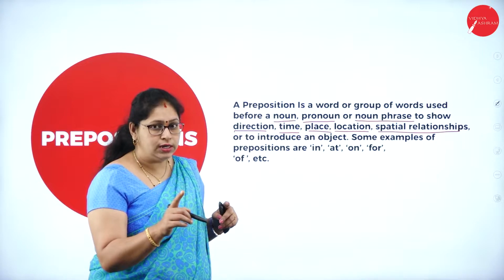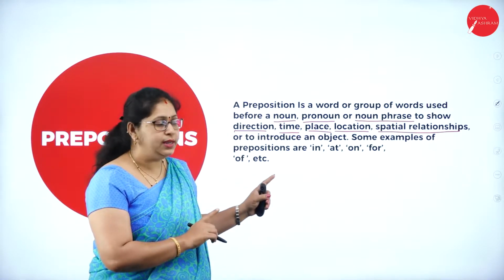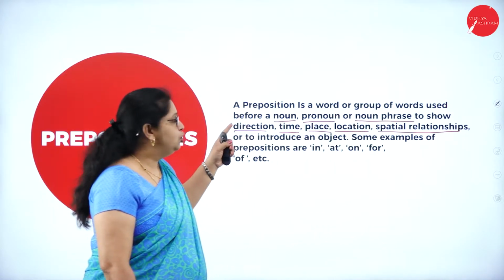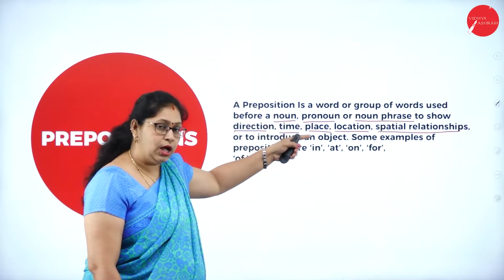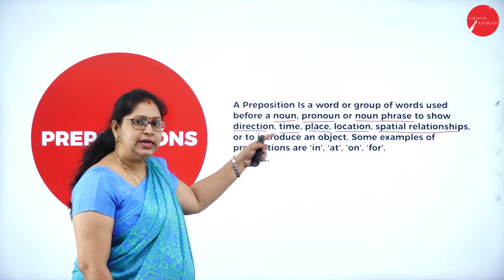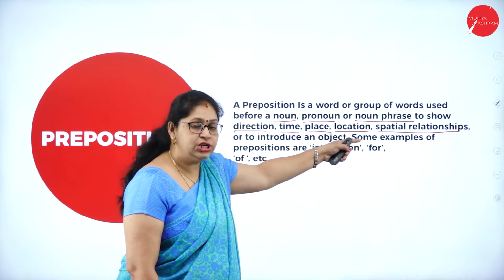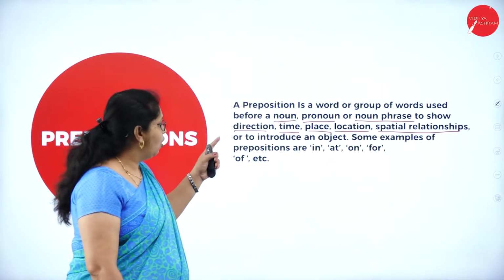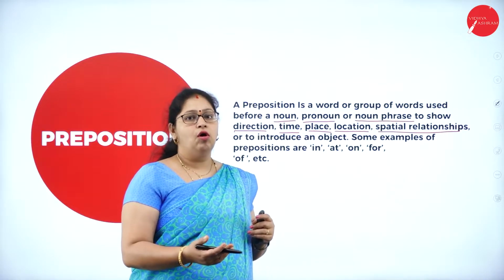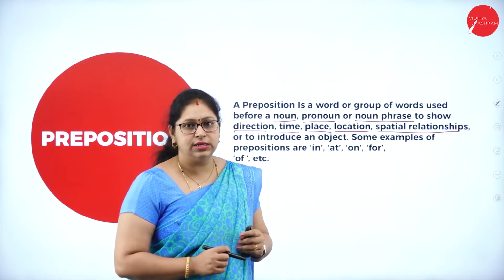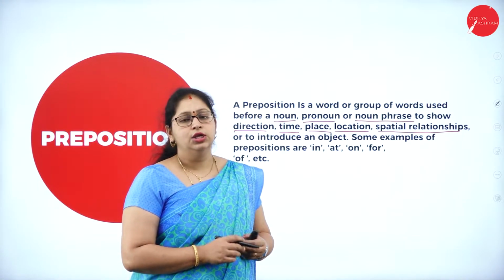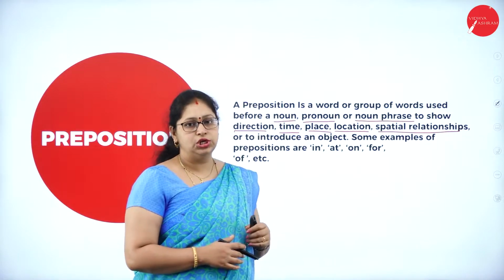So, if you have not understood what prepositions are, I am repeating again. A preposition is a word or group of words used before a noun, pronoun or noun phrase to show the direction, time, place, location, spatial relationships, or to introduce an object. It can be to introduce any object also. The glass is on the table. Okay, so we are using on, the preposition, there. So this is what a preposition is.